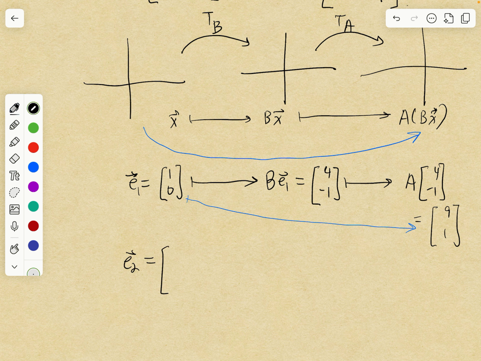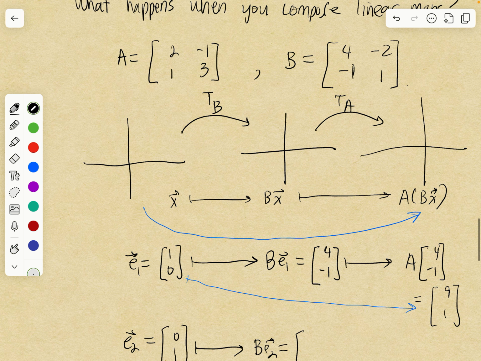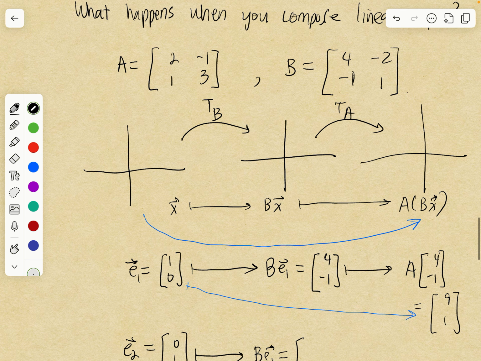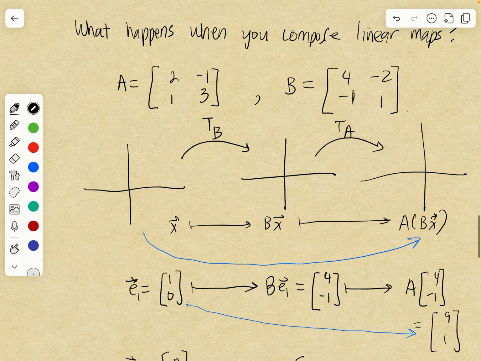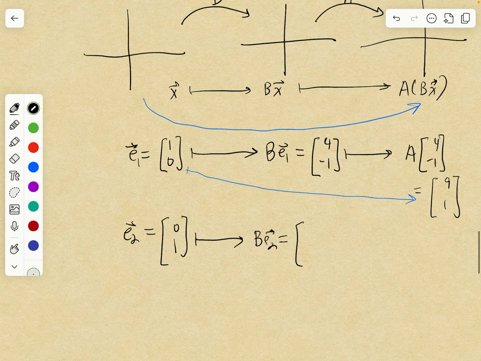Where's E2 going to go under this composition? Well, E2 is (0, 1). And first, T sub B is going to map it to B times E2. Where is that in the matrix? How do I know what B times E2 is? It's the second column of B. So I'm going to get (-2, 1).